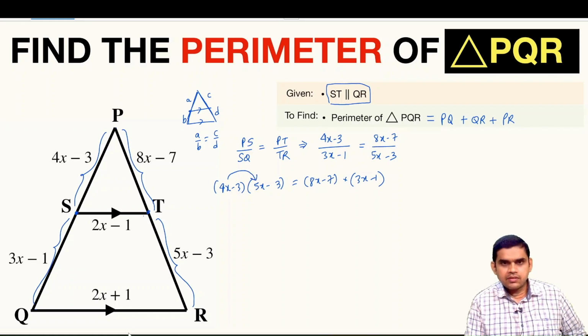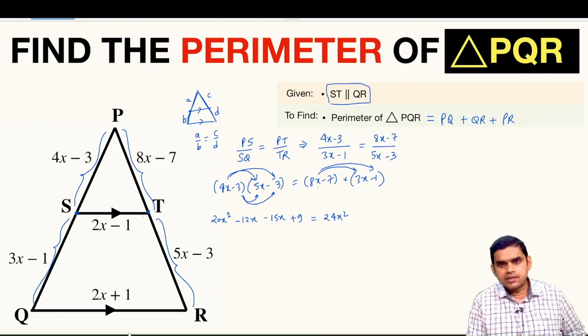So 4x times 5x is 20x square. 4x times minus 3 is minus 12x. Then minus 3 times 5x is minus 15x. And finally minus 3 times minus 3 is plus 9. Similarly, we will expand the bracket on the right hand side. 8x times 3x is 24x square. Then 8x times minus 1 is minus 8x. Then minus 7 times 3x is minus 21x. And minus 7 times minus 1 is plus 7.